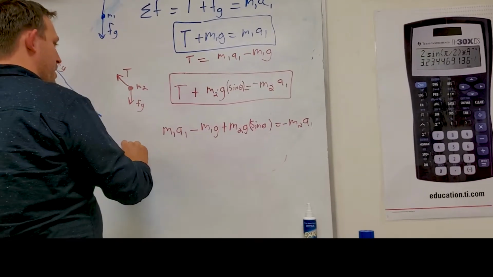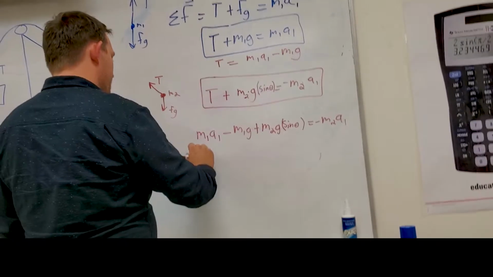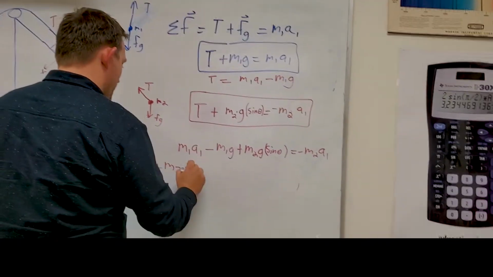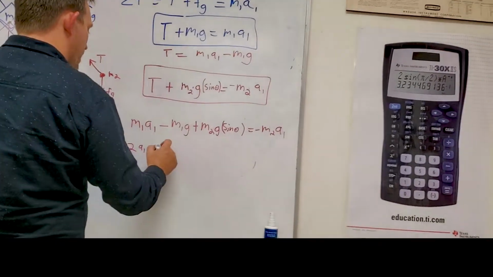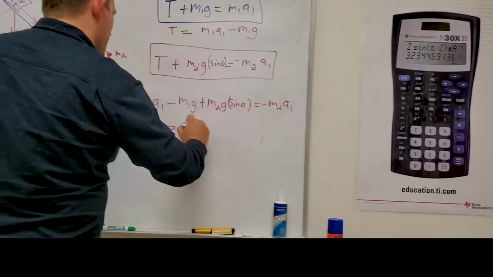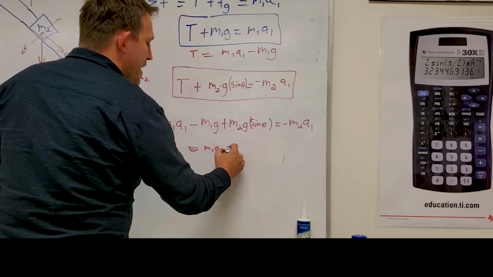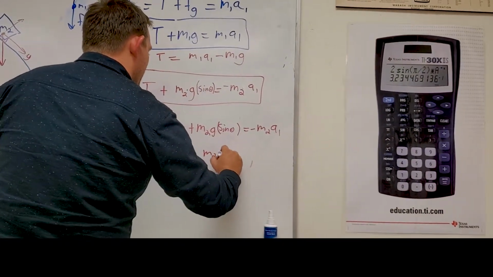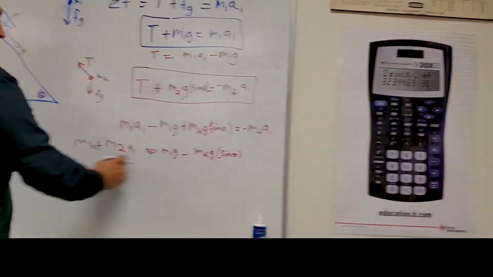So we end up with m1 plus m2, and that's a1 equals, well, let's move all this over, equals m1g, because I made this positive when I moved it over, minus, because this becomes negative when I move it over, m2g sine of theta. All right, so now things are separated.